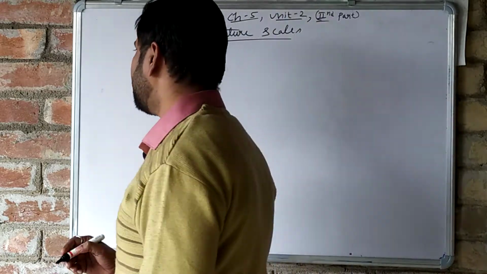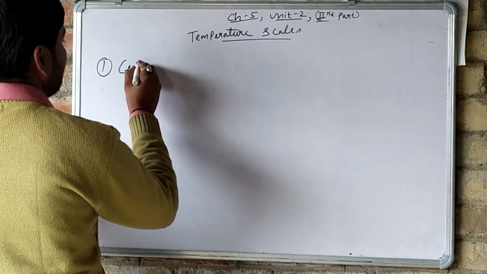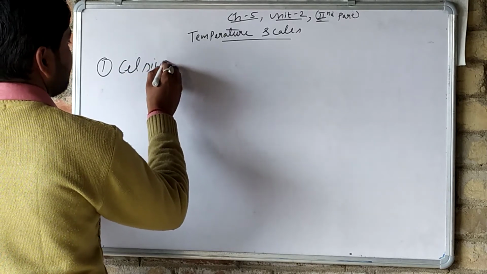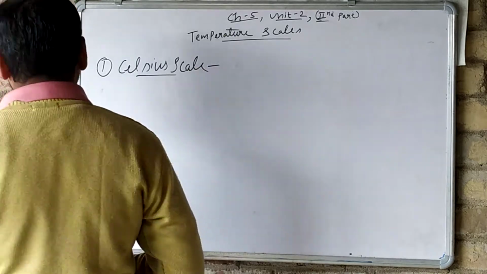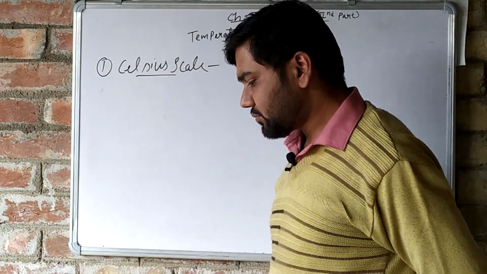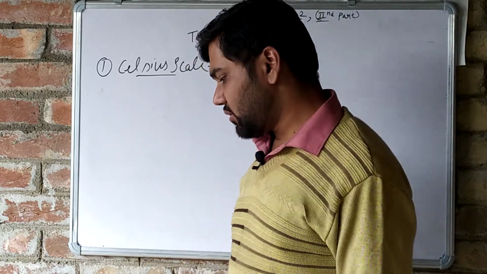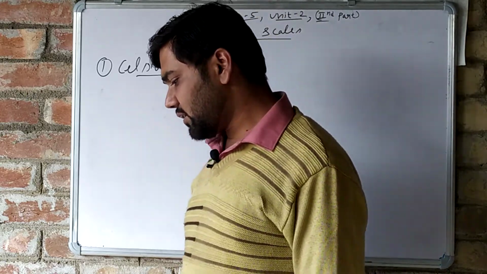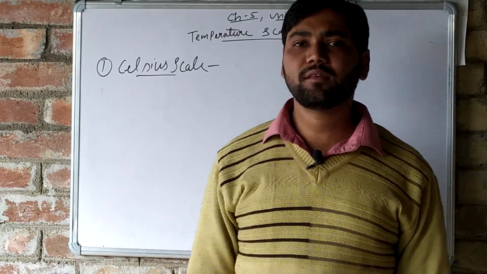So the first type of temperature scale is known as the Celsius scale. In the Celsius scale, what happens? This was designed by the Swiss scientist Celsius, and he named this scale after his name, that is the Celsius scale.